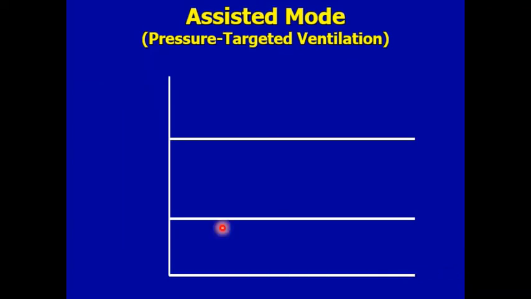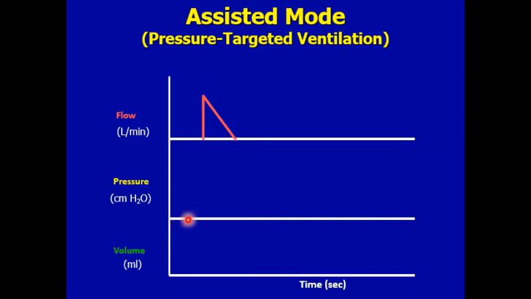In case of assisted mode, as I have told previously, only the triggering will be by the patient, and all the rest of the parameters will be controlled by the ventilator.